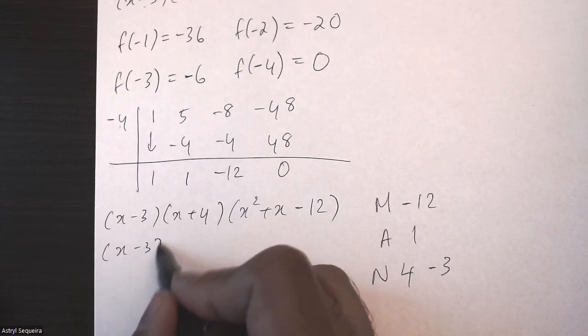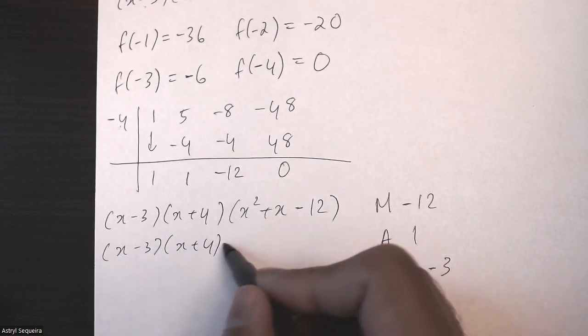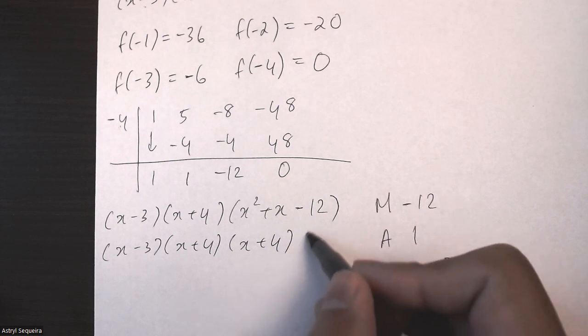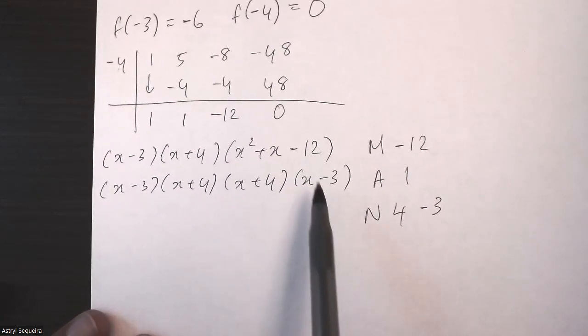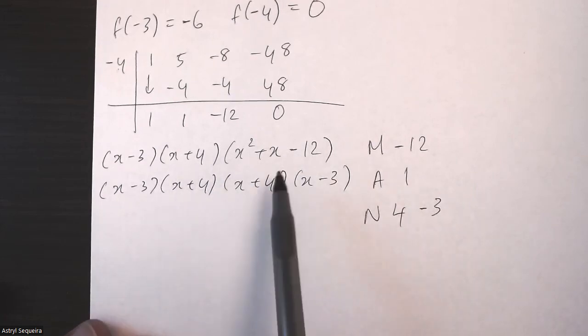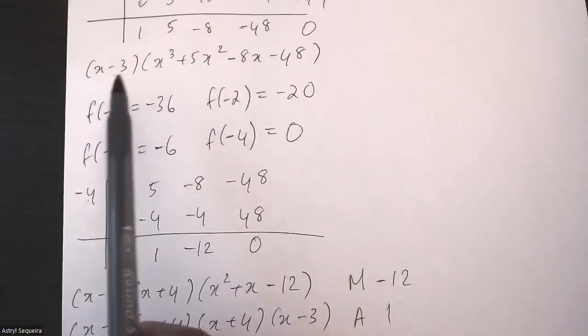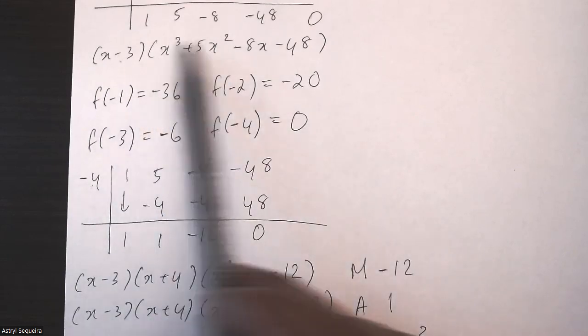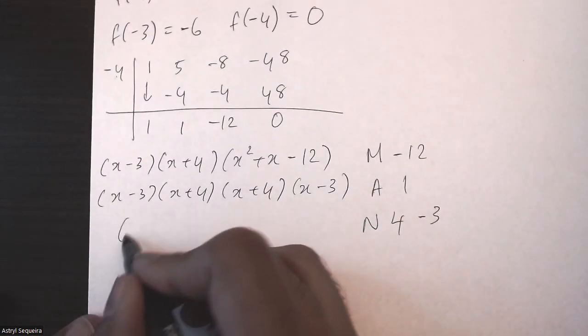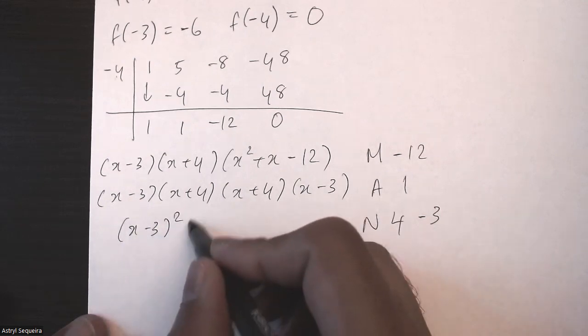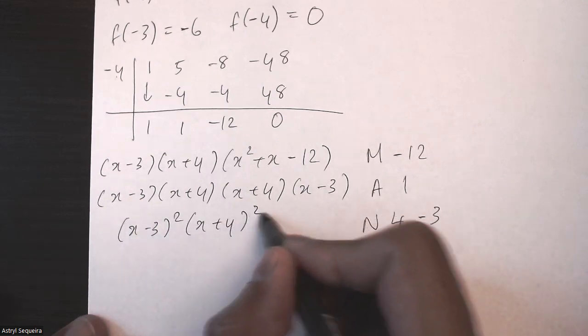So I have x minus 3 times x plus 4 times x plus 4 times x minus 3. So this is actually a question where your factors do repeat. But luckily, it is possible to still figure it out without repeating the same number. But if I put f of 3 in this equation over here, again, I would have got 0. And rewrite this as x minus 3 squared times x plus 4 squared.